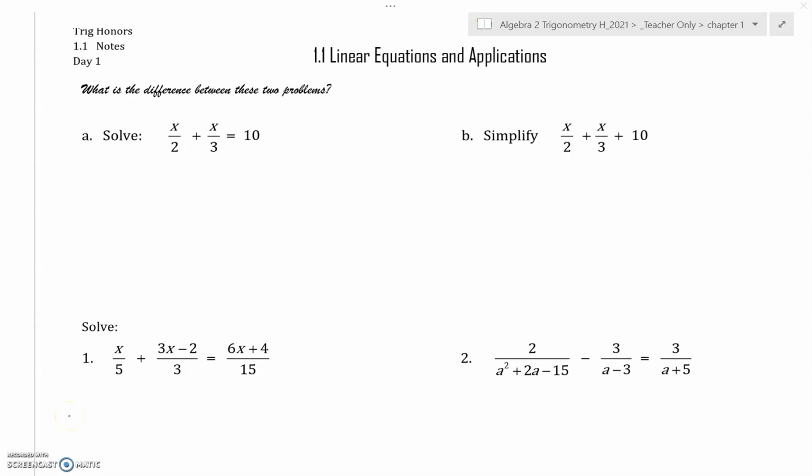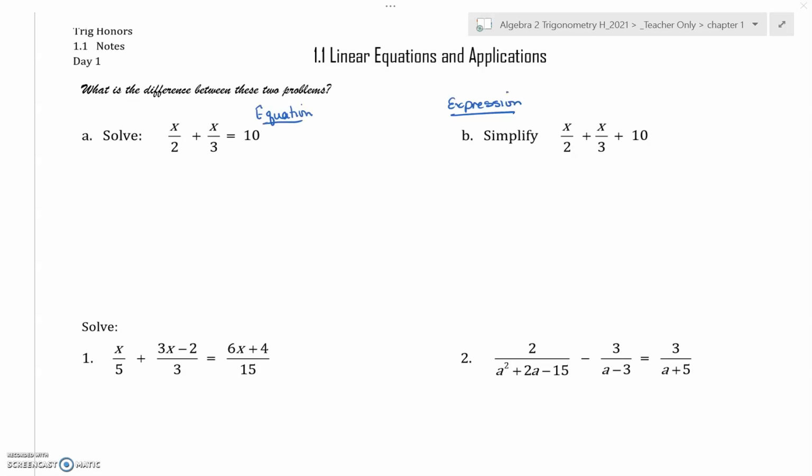Hi, Trigoners. So today we're going to talk about chapter 1.1, and our notes are going to be on linear equations and applications. So the first thing I want you to do is look at A and B and decide what is the difference between these two problems. Are they the same? Are they different? Go ahead and pause the video and think about what would be different about them.